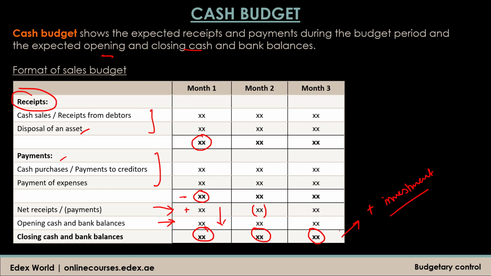Or another situation can be that this amount is a negative amount, and maybe it's a big negative amount. So the business can start looking for sources of funding, maybe through bank overdrafts or long-term loans, even before they go into negative cash. So it helps both ways. So that's the purpose of preparing the cash budget.